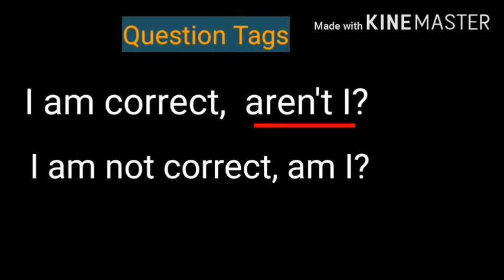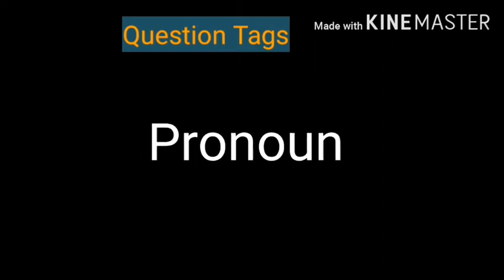We should be careful while the subject is I. Just take the example. I am correct, aren't I? I am not correct, am I? Here, we can't use amn't I to make a negative question tag. Instead, we should use the short question tag aren't I. Next point is, we should not use the proper nouns in the question tag. Instead, we should use the pronoun of the subject given in the sentence.